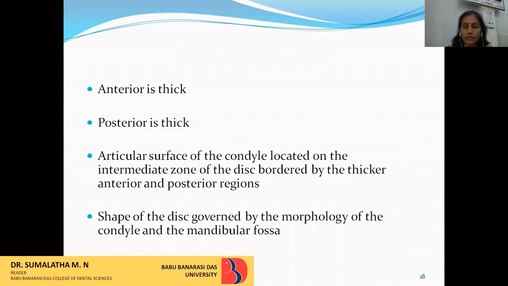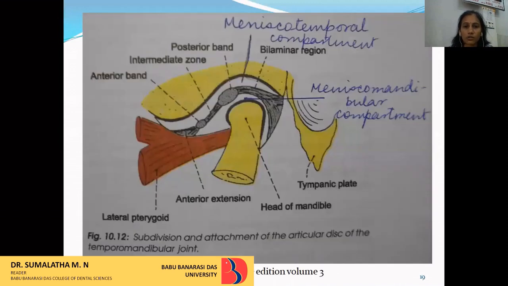And the shape of this articular disc is always governed by the morphology of the condyle and the mandibular fossa. So as we see in this picture, this is the head of the condyle, and this entire portion we call the articular disc. This is the anterior band and this is the posterior, and in the middle it is usually thick, and thickness is more in the middle region.